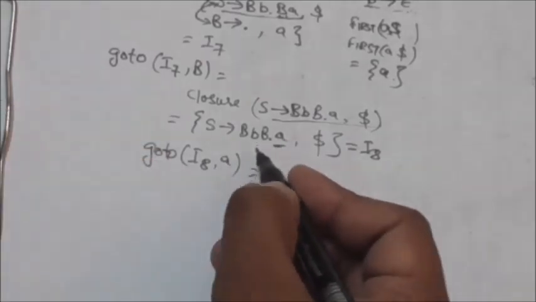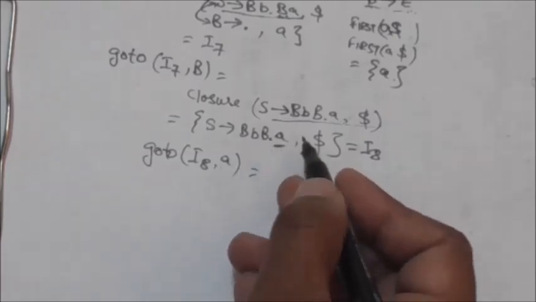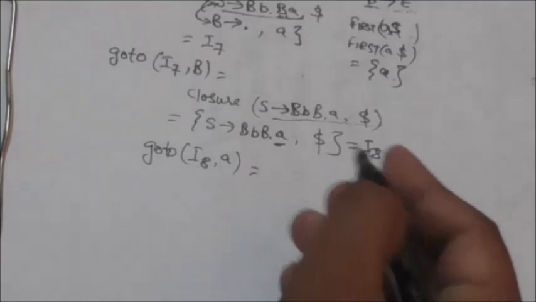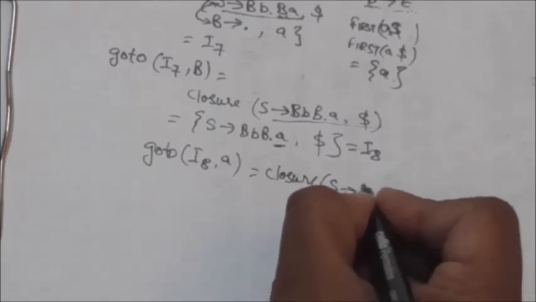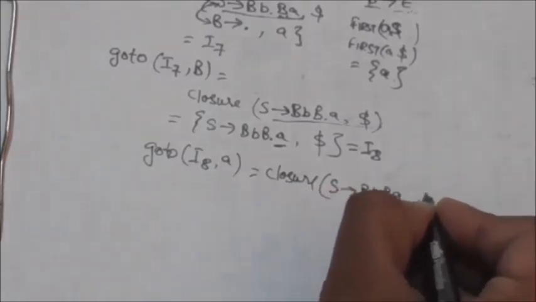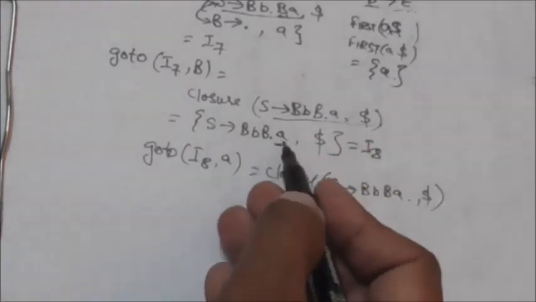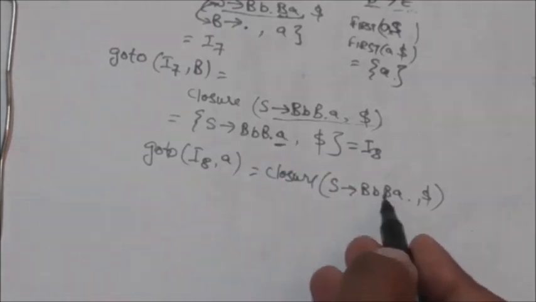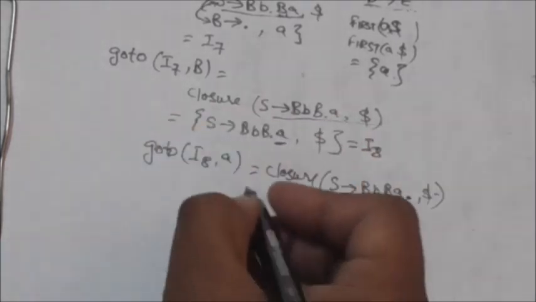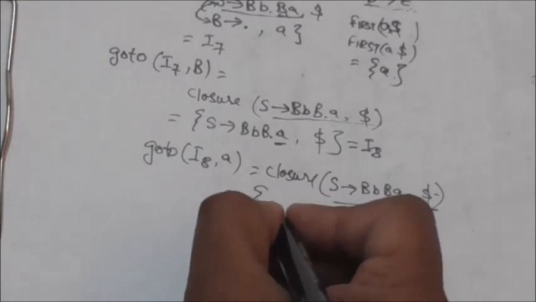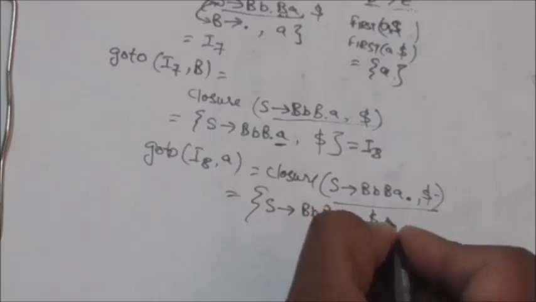So in state I8, in items where dot is preceding this terminal symbol A, that dot will be shifted to the right of terminal A, and then we will find its closure. So we have to find the closure of A derives B B B A dot and look ahead symbol dollar. Here in I8 dot was preceding A, we have shifted it to the right of A, and then we need to take the closure of that item. So first the item itself will be added in the closure, that is A derives B B B A dot, look ahead symbol dollar.